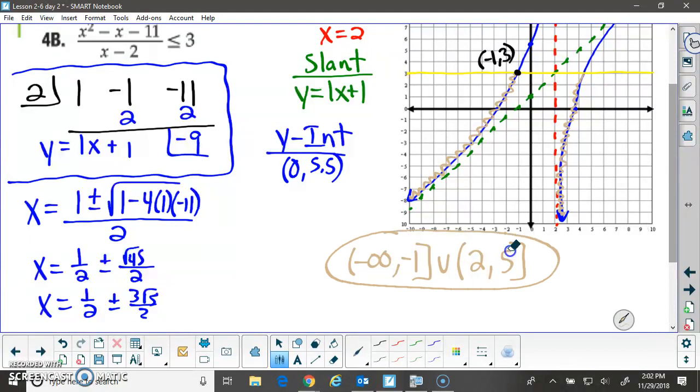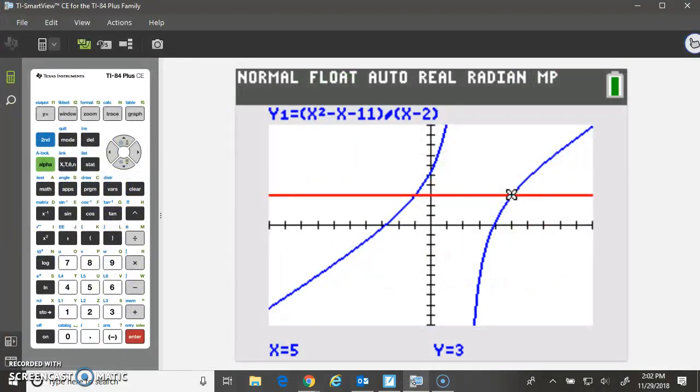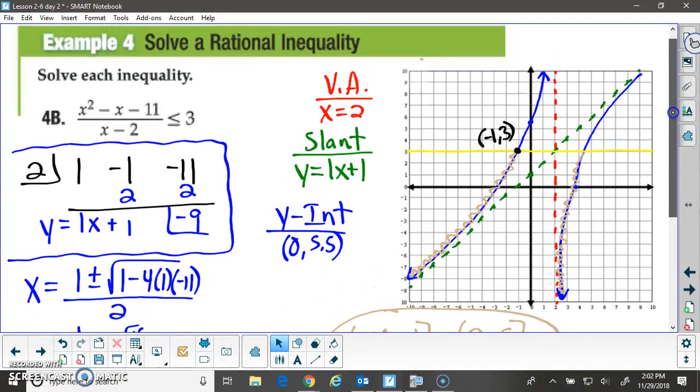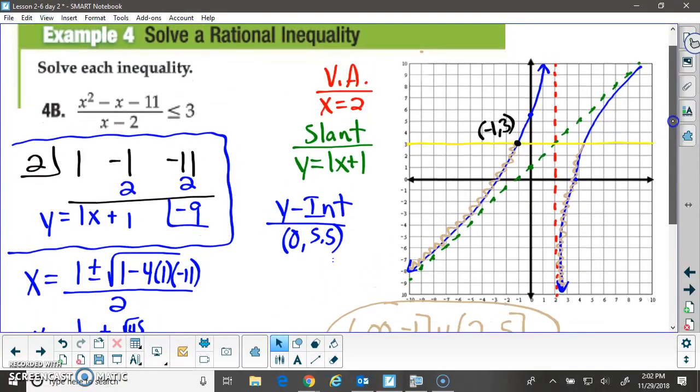So you guys are going to have to use your graphing calculator to help you with some of these, but I do expect you to draw a picture, just like we did on these problems, to solve the rational inequalities.